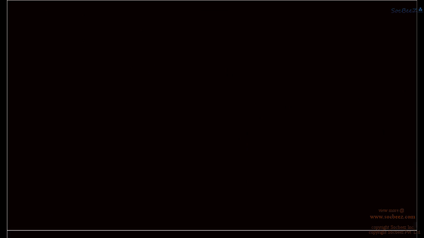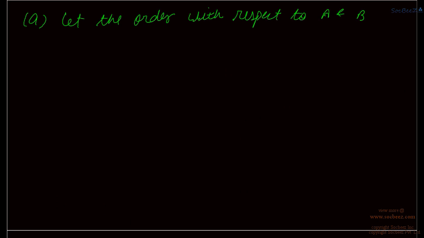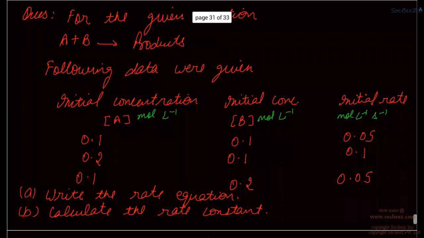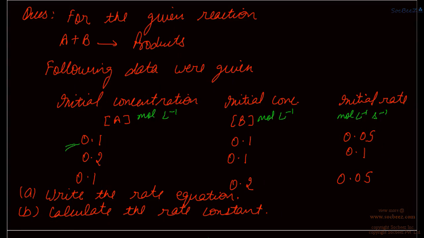Now, it is asking us to write the rate equation and calculate the rate constant. So, let's solve this first part of this problem. Let's discuss how this can be solved. Now, let the order with respect to A and B be X and Y respectively. Okay, so therefore rate equals K, that's rate constant, into A to the power X into B to the power Y.